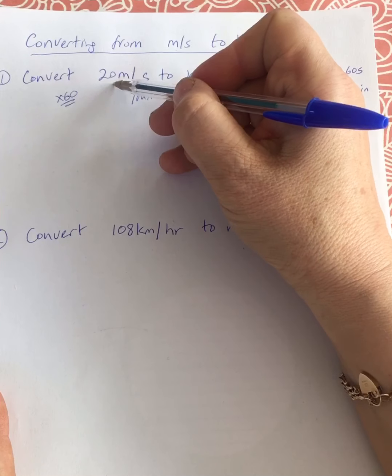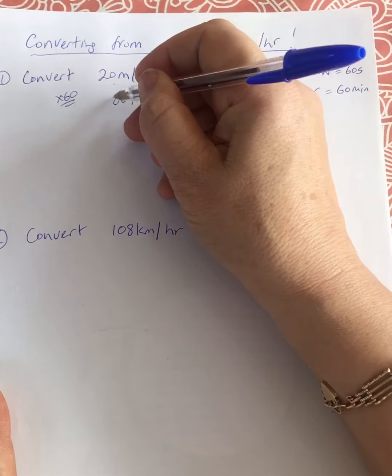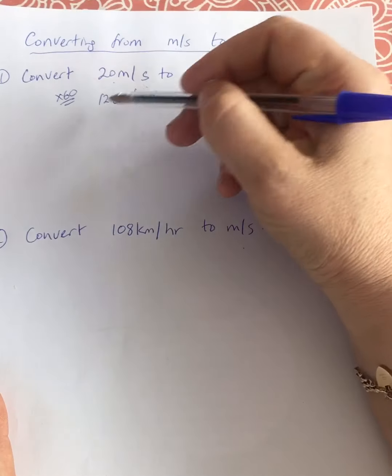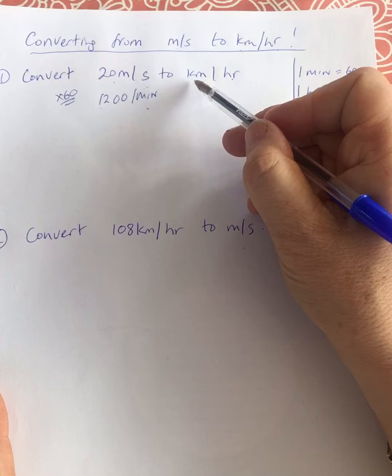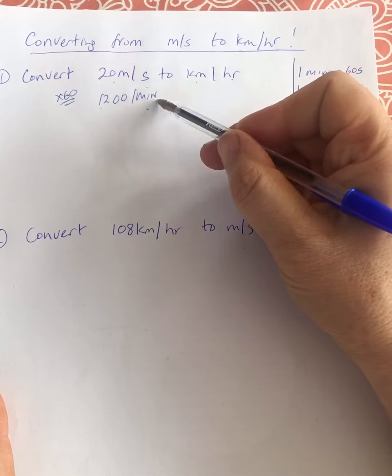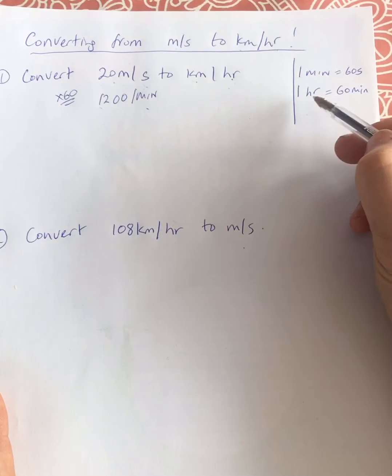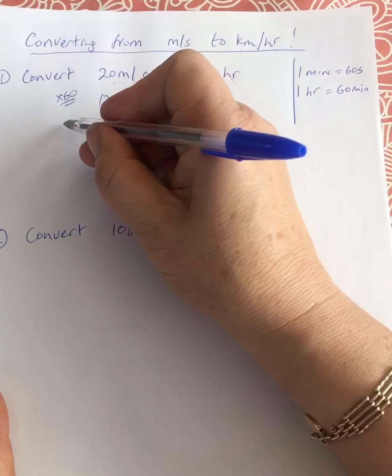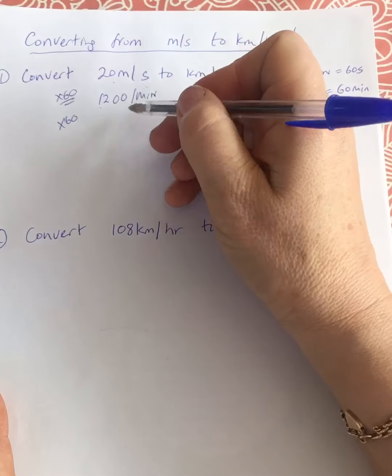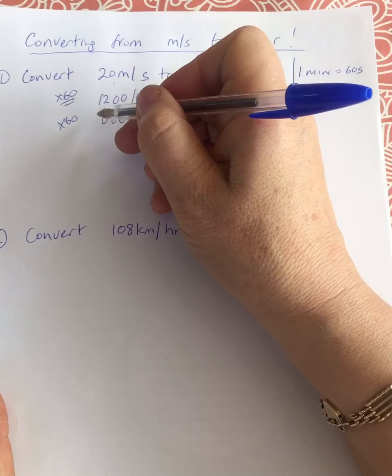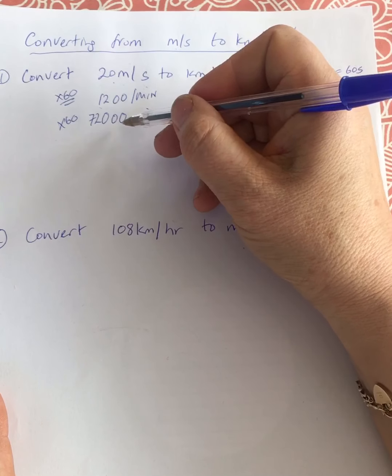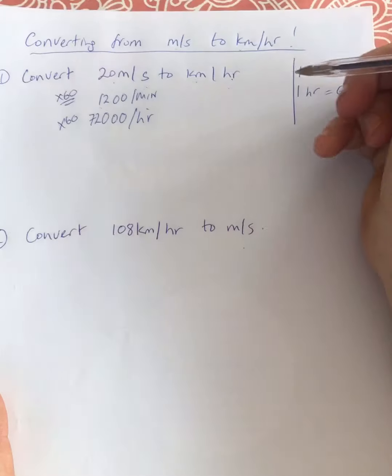So multiply 60 by 20 and I get 1200. So that's how far this person travels in a minute. But I'm asked to convert this to kilometers per hour, so I'm going to have to bring my minutes to hours. We know that 1 hour is 60 minutes, so if I multiply again by 60, I'm going to get 72000, and that's how far he travels in an hour.